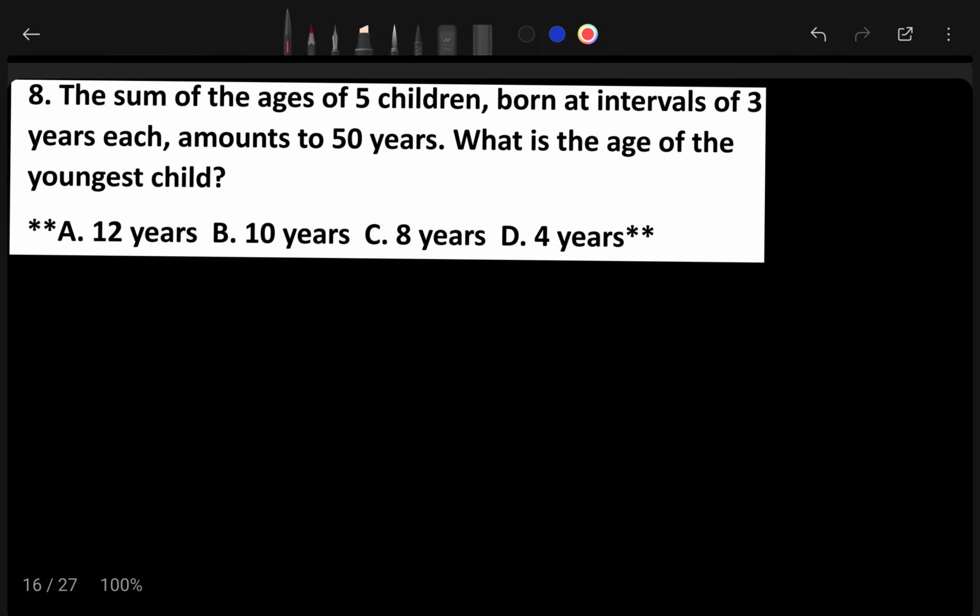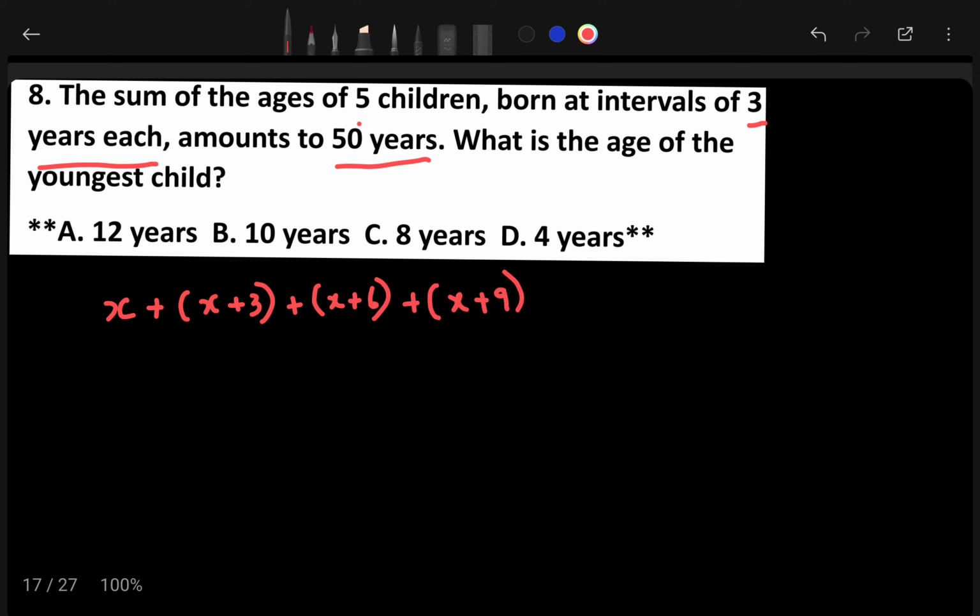The sum of ages of five children born at intervals of 3 years each amounts to 50 years. So it is the sum of 5 different ages. Think the first one is x, the second one is x plus 3, the next one is x plus 6, the next one is x plus 9. How many? 5, right? 1, 2, 3, 4, one more, is equal to 50. Here we should increase 3 for each, because they are born at intervals of 3 years each. For each there is a 3 difference from the one before.